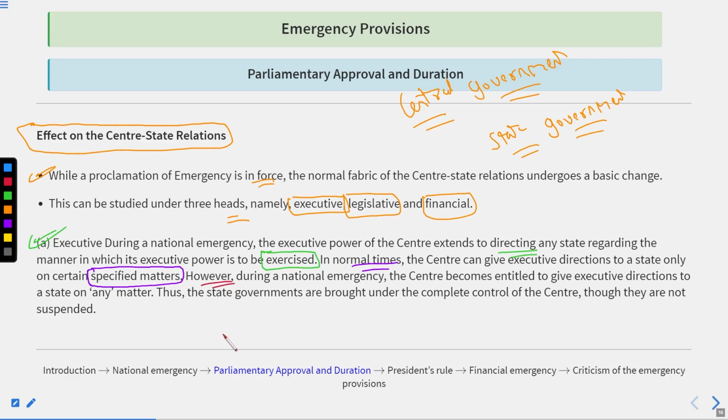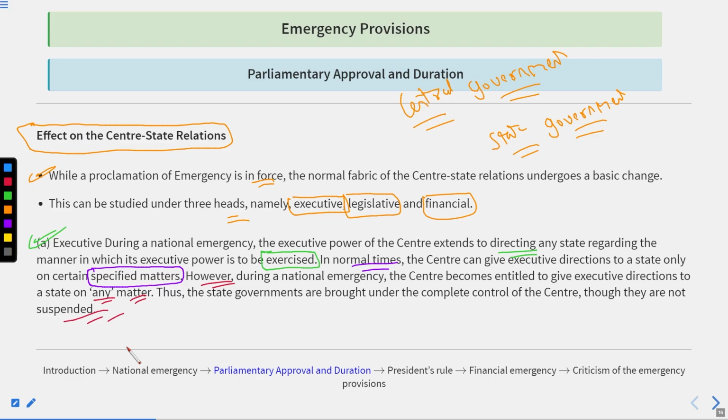However, during a national emergency, the center becomes entitled to give executive directions to a state on any matter. Thus, the state governments are brought under the complete control of the center, though they are not suspended. It means the state government is not going to be suspended during the national emergency, but their power to function as an executive branch comes completely under the central government's supervision. Why? Because in normal times, only on specified matters could the central government exercise the powers.